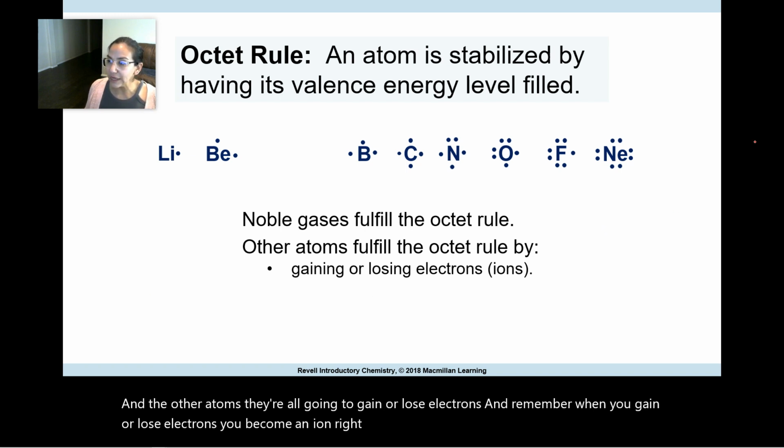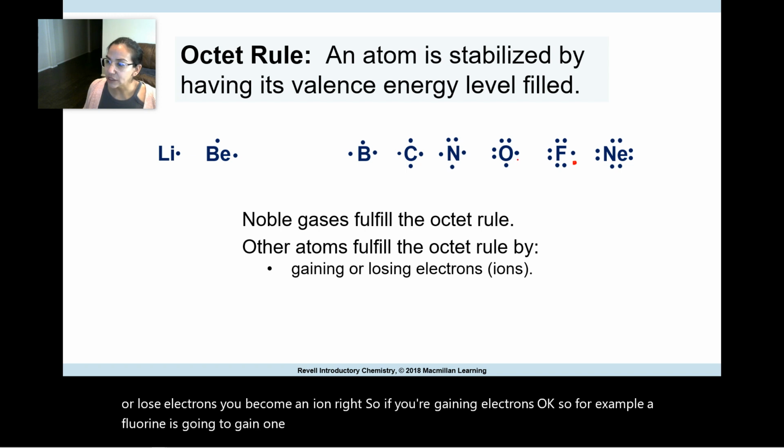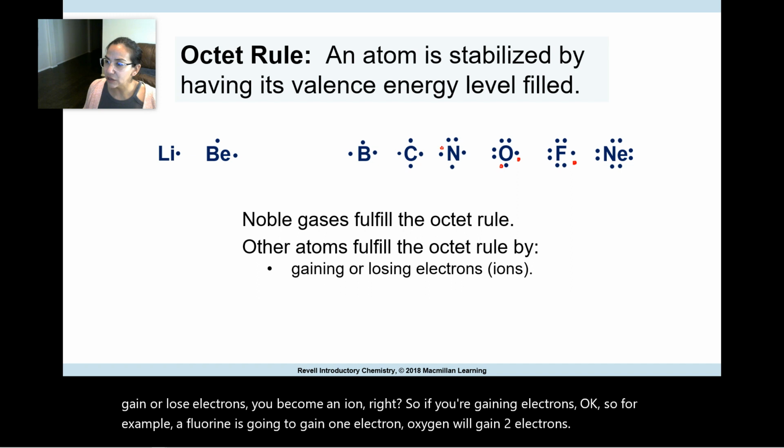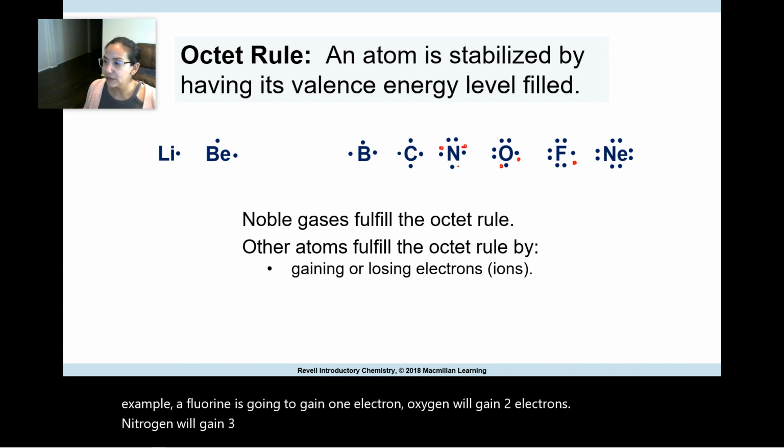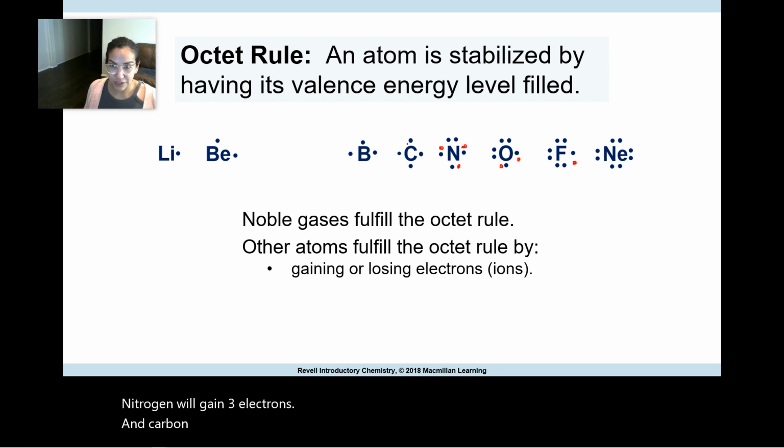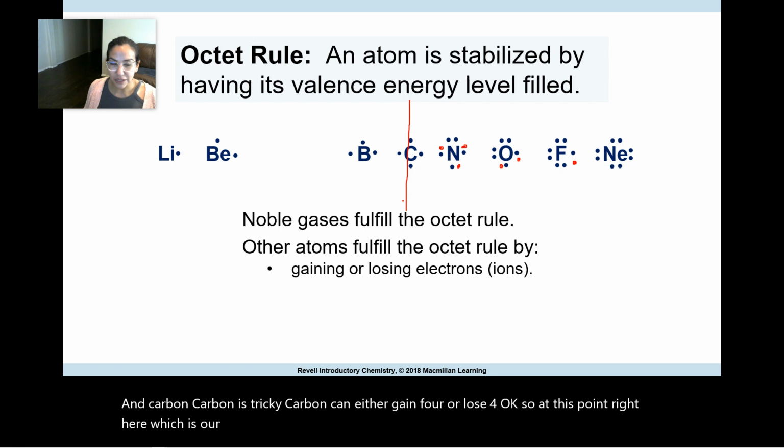So if you're gaining electrons, for example, fluorine is going to gain 1 electron. Oxygen will gain 2 electrons. Nitrogen will gain 3 electrons. And carbon, well, carbon is tricky. Carbon could either gain 4 or lose 4, right? So this point right here, which is our center, actually divides whether something is going to gain or lose electrons.